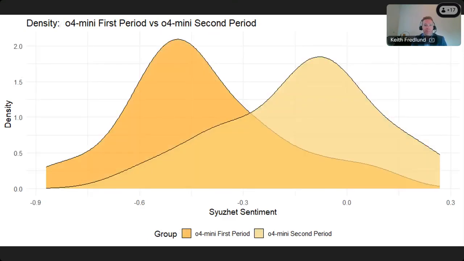Next up, o4-mini. In this case, it looks like we have different distributions as well. I'll point out both the X and Y axes have changed a bit here, right? They're not the same as they were before, but I hardly want you to pay attention to that because the primary concern we have is not between the models, but within each model, the first and second period.